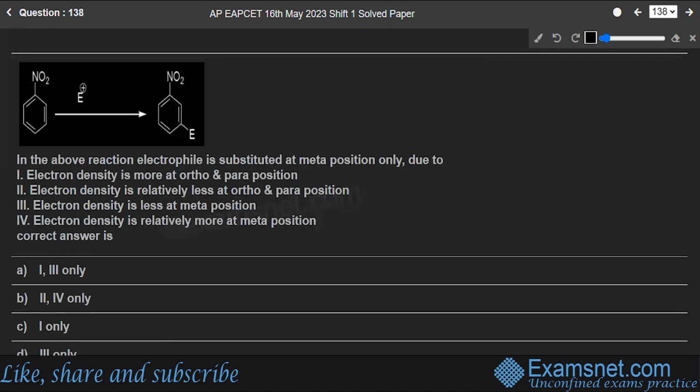So you are given this reaction. In the above reaction, electrophile is substituted at meta position only due to electron density is more at ortho and para position. No. First of all, let's complete this reaction. This is nitrogen dioxide over here.